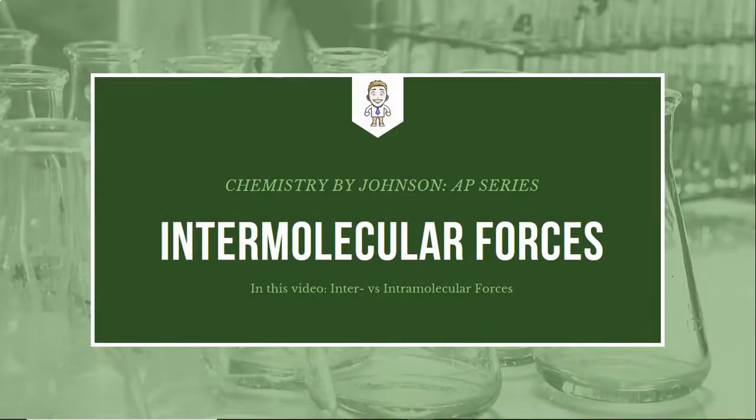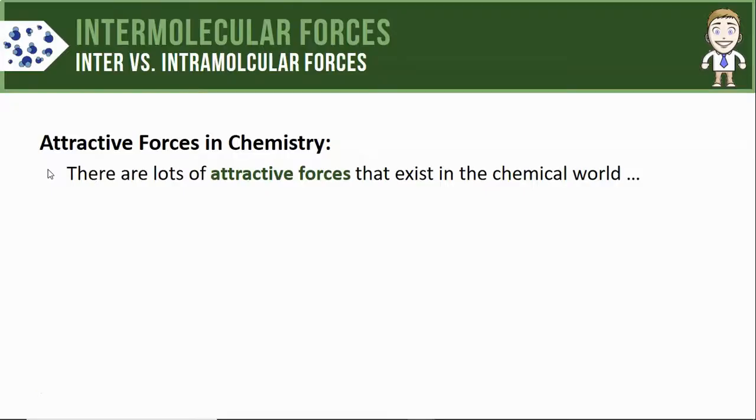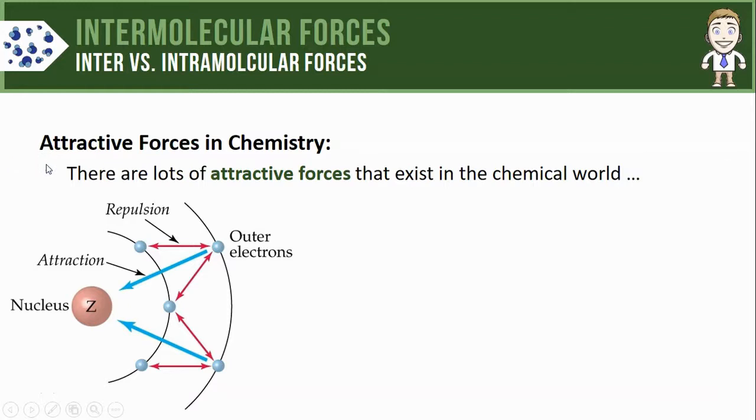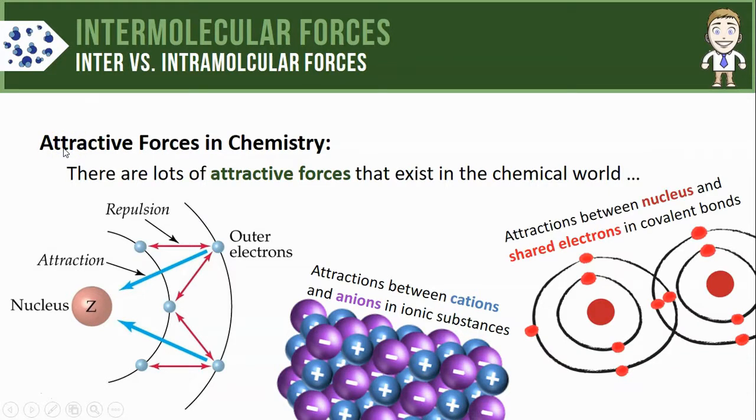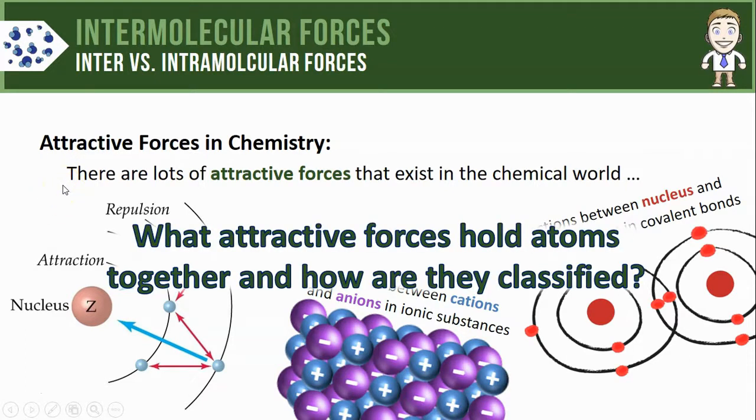Hey everybody, in this AP Chem series video, we're going to take a look at the difference between something called intermolecular and intramolecular forces. First, remember that we've already studied lots of different attractive forces that exist in the chemical world, like the attraction between electrons and the nucleus that holds an atom together in the first place, or the attraction between cations and anions in ionic substances, or even the attraction between the nucleus and shared electrons in a covalent bond. In this video, we're going to take a complete look at all of these attractive forces that hold atoms together and classify them properly.